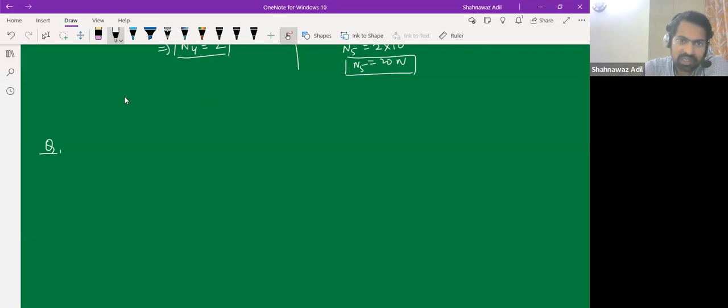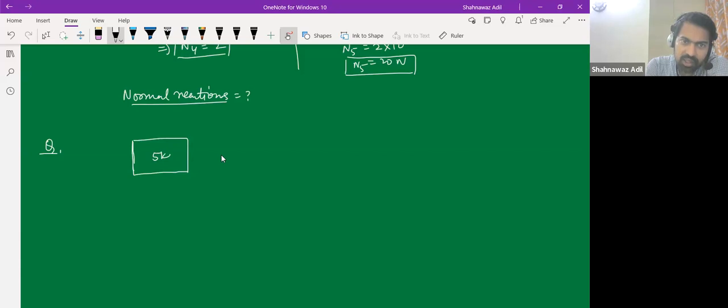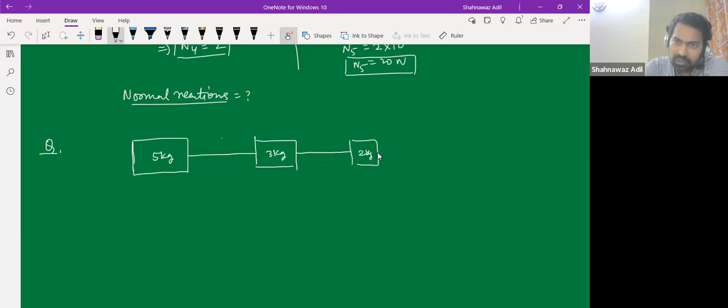Okay, so now we have the same type of question, but a different one. In the previous question, we calculated normal reaction. But now we have a different kind of question. We have the same blocks. Let's say this is 5 kg, and then this is connected with some string, and then this is 3 kg, and then we have this 2 kg block, and this is pulled by let's say 20 Newton force.